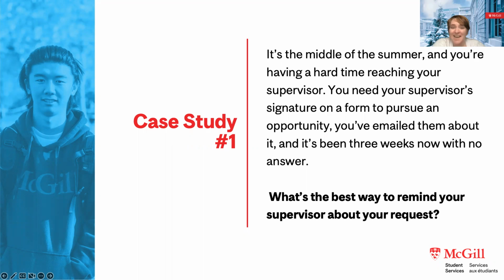Great, I'm glad that helped. Does anybody else want to share why sending a short email reminder with the form attached seemed like the best option? Or why it seemed better than some of the other options that you didn't choose?